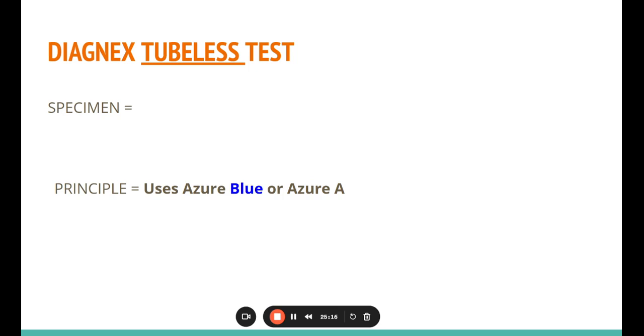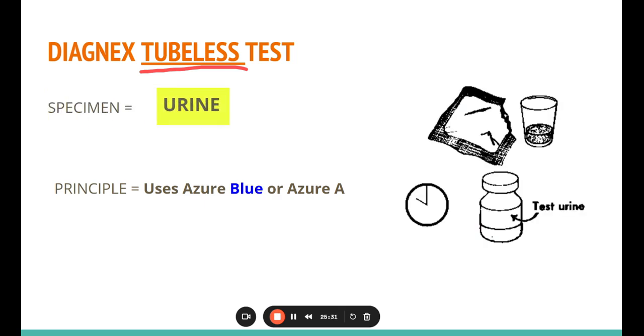Notice that the test says tubeless test, meaning no tube is inserted for collection of sample. So that is not gastric fluid. So what could it be? The specimen used here is urine. This test utilizes azure blue or azure A, which are stains in granule form. In the procedure, the patient eats the stain and then drinks water.